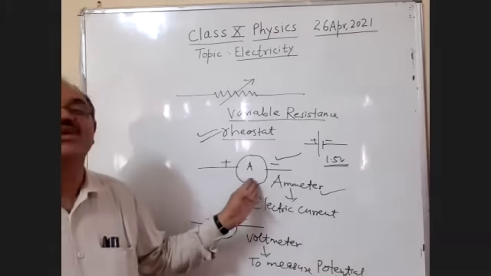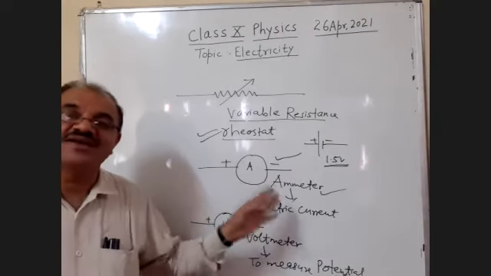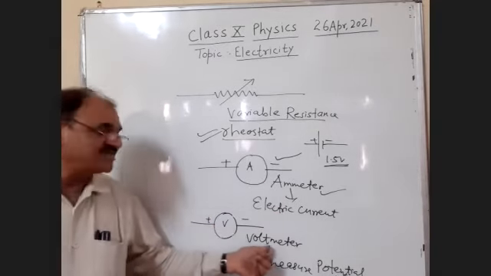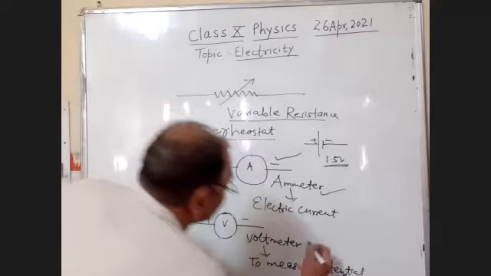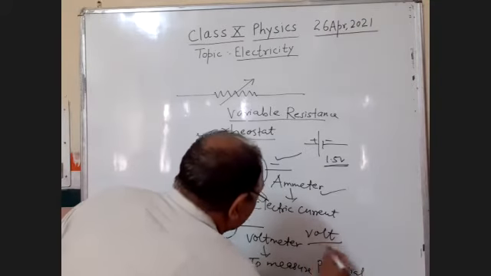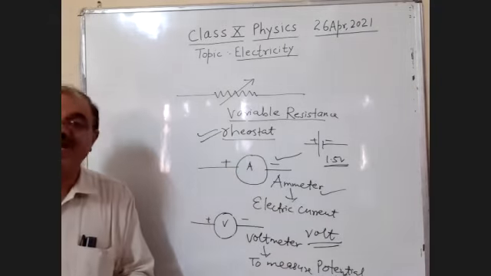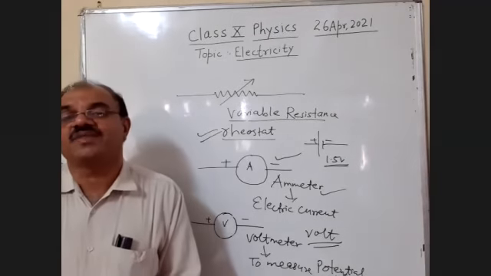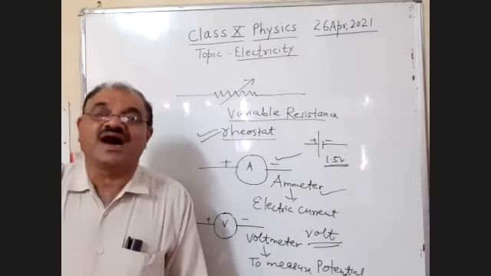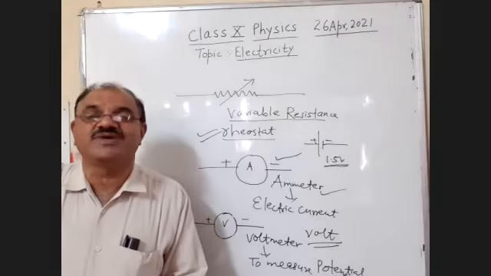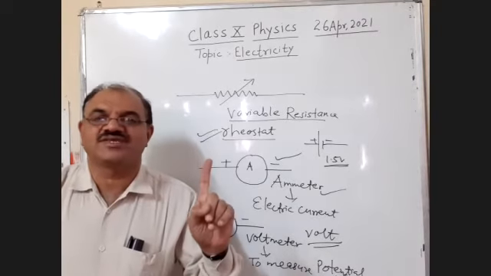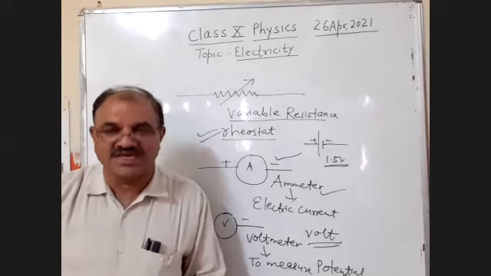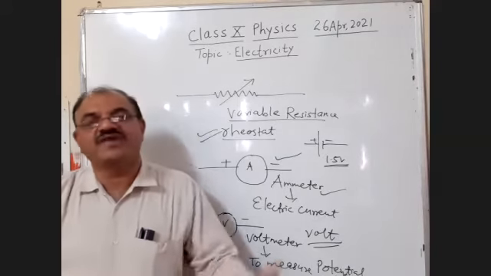Ampere is the SI unit of current, and the value of the current is measured with the help of an ammeter. Volt is the SI unit of potential difference, and the value is measured with the help of a voltmeter. Now, a very important question. The voltmeter is used to measure the potential difference. This is one question. Now, the voltmeter is always connected in parallel in an electric circuit. Now, students, why? Again, a very important question.